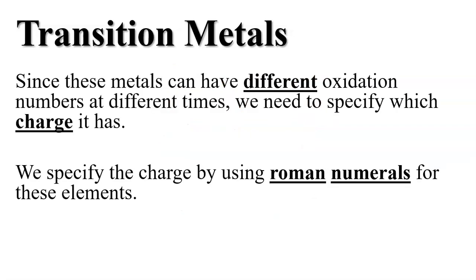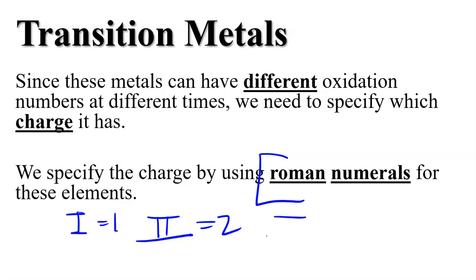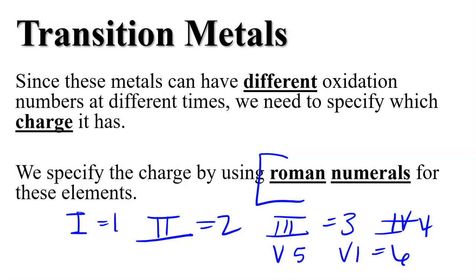So your transition metals, since these metals can have different oxidation numbers at different times, we need to specify which charge it has, okay? We specify the charge by using our Roman numerals for these elements. Roman numerals are the ones that look like the I, so this would be equal to 1. If you have 2 lines, that's equal to 2. 3 lines is 3, and IV is 4, okay? Then V is 5, VI is 6, and so on.